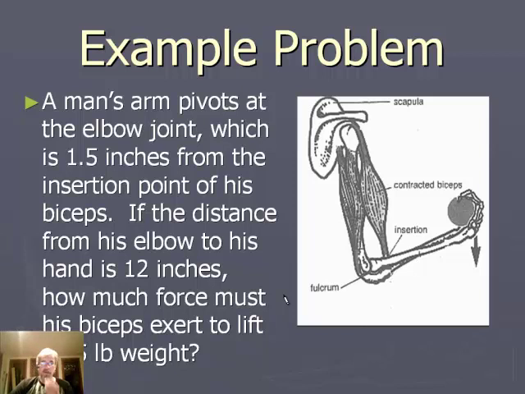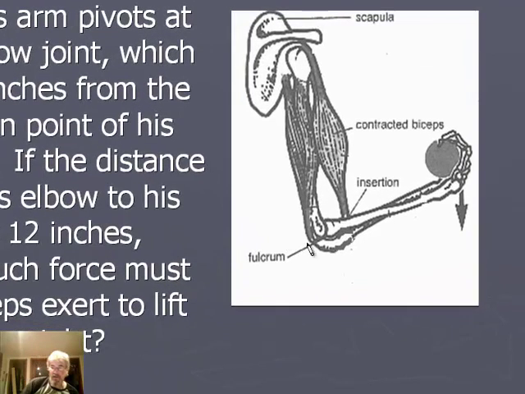Let's work out a couple of example problems. Here's one that's based on the human being. Man's arm pivots at the elbow joint. So if you look right here, it's labeled fulcrum because that really is the pivot point. It's 1.5 inches from the insertion point of his biceps. So from there to there, that distance is 1.5 inches.